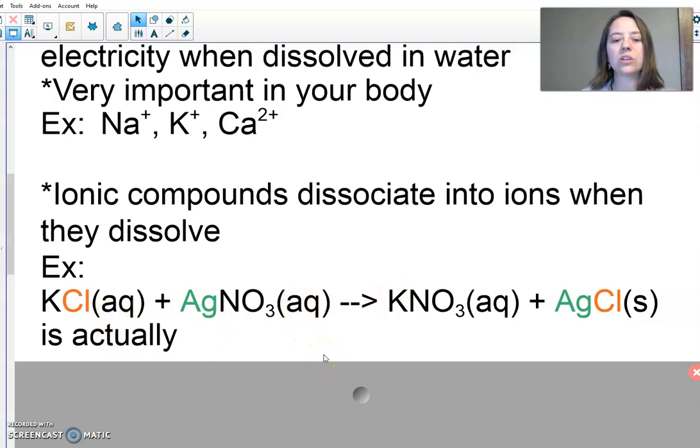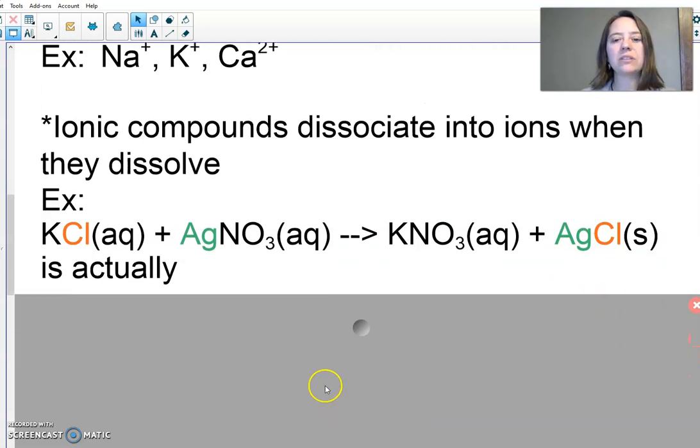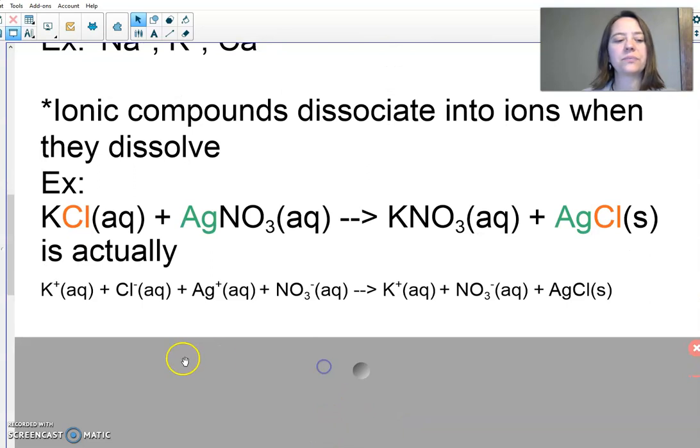And that will result in a chemical reaction, a double replacement, producing potassium nitrate and silver chloride. And if we notice, here's a precipitate. But what actually happens in this is, and please write this one down, potassium and chlorine break apart into separate ions. So you have a potassium ion that's aqueous and a chloride ion that's aqueous. And then silver nitrate dissociates into its ions, silver ion and nitrate ion, which we can see is aqueous.